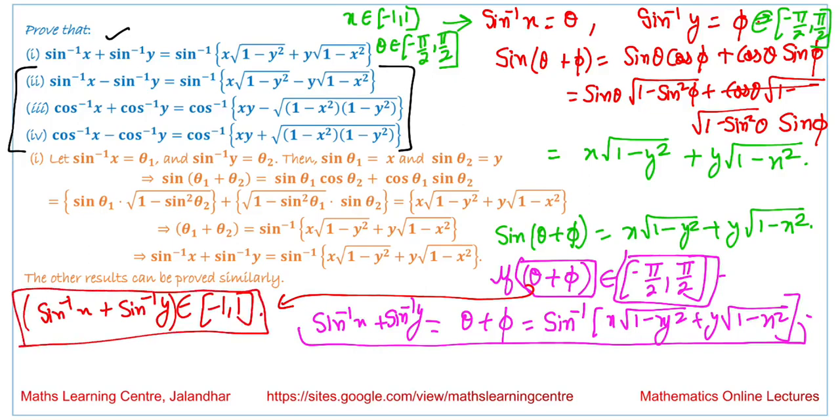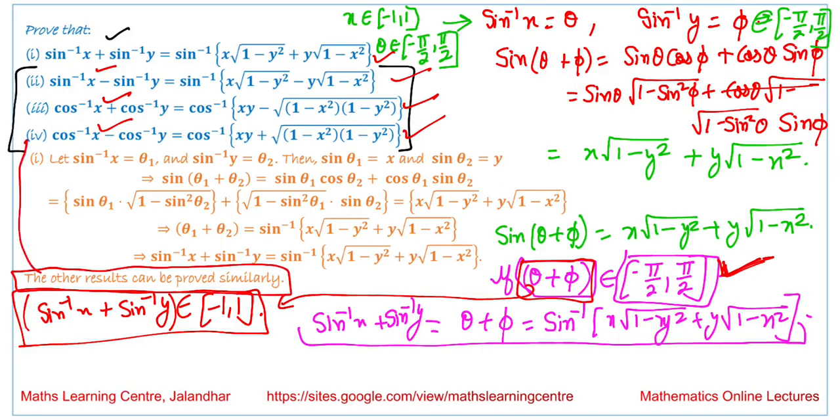This should belong to the interval minus 1 to 1. Otherwise, we have to adjust the formula accordingly to bring the values of theta plus phi into the interval minus pi by 2 to pi by 2. Similarly, we can prove these three results by using the corresponding formulas for sine of theta minus phi, cos of theta plus phi and cos of theta minus phi. The other results can be proved similarly.